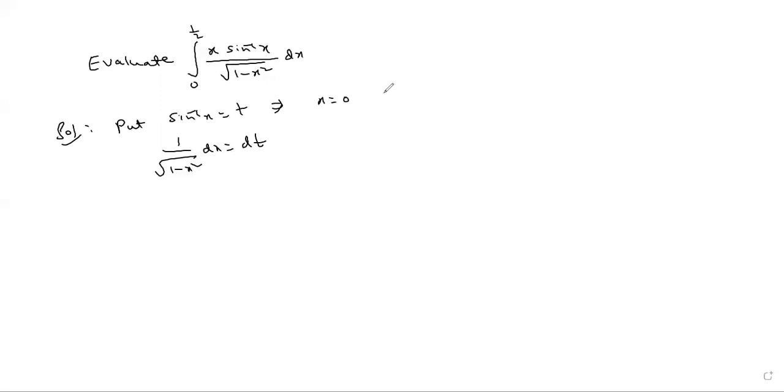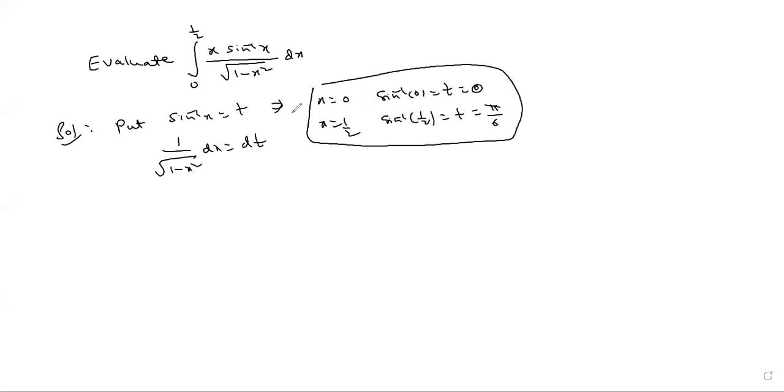If x is 0, then sine inverse 0 is equal to t, which is 0. Sine inverse 0 is 0. Okay. If x is 1 by 2, sine inverse 1 by 2 is t, where t is equal to 30 degrees, that is pi by 6. Okay. Now rewrite the given question by taking t boundaries.